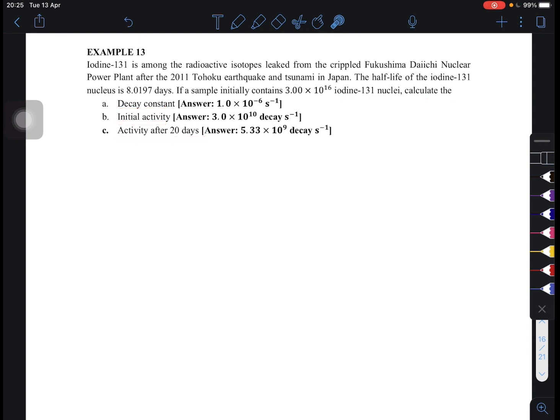Okay, so first kita highlight dahulu information yang ada. So what we have here is we have half-life, this number, and then the initial nuclei number, which is this one. So nuclei number kalau initial adalah N0. So we have half-life, and then N0 is 3 exponent 16 nuclei. And then first question is to find the decay constant.